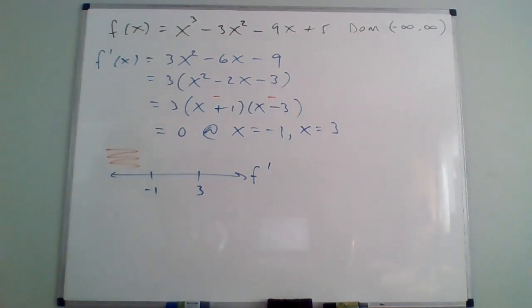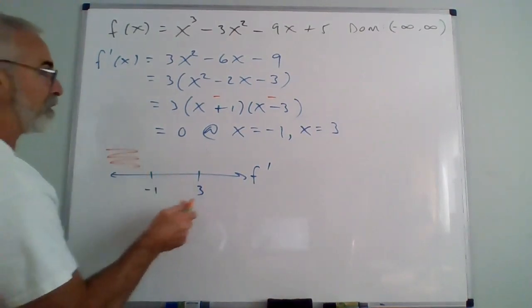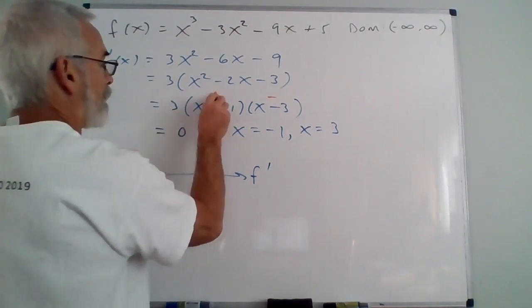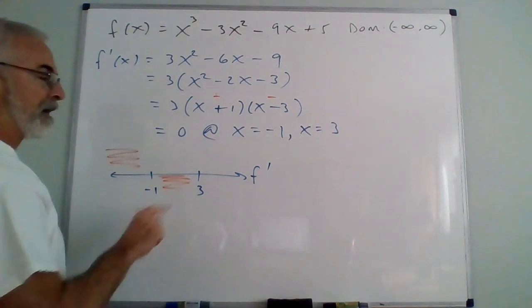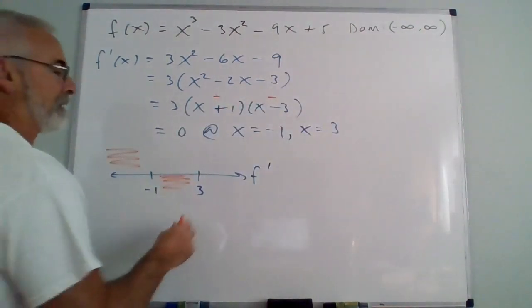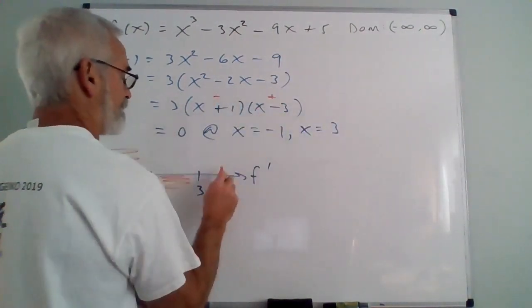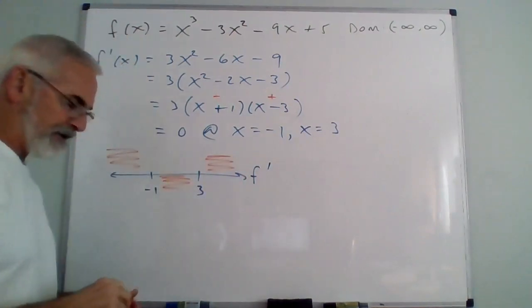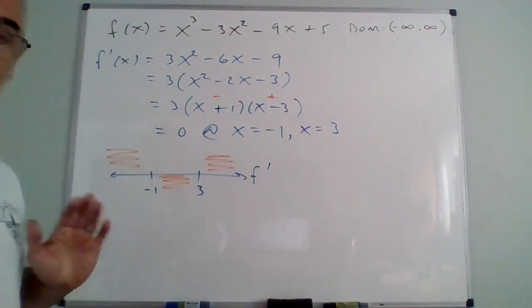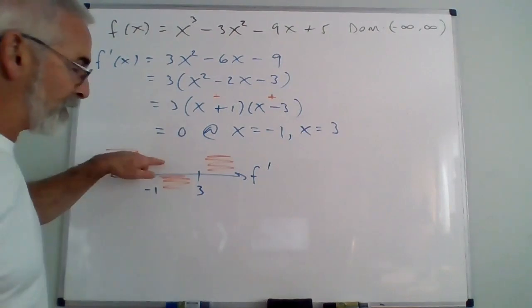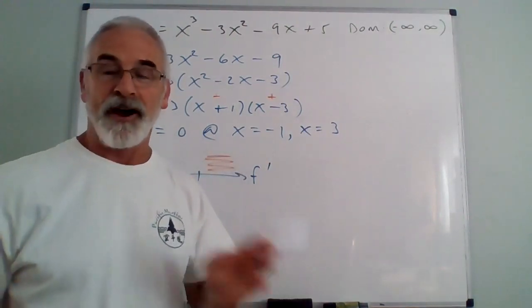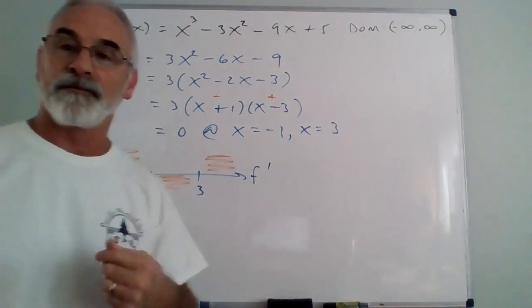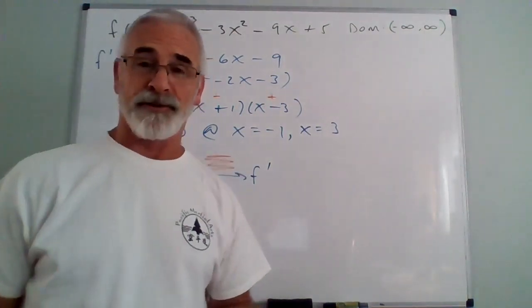If I pick a number between negative 1 and positive 3, how about 0? I have to pick a number in that interval. 0 plus 1 is positive, 0 minus 3 is negative. Now pick a number bigger than 3, like bazillion, then I'd have positive, positive, and positive. Now, I teach this the same way every semester. There is nothing possibly that you could do that is easier than what I just did in terms of determining intervals.